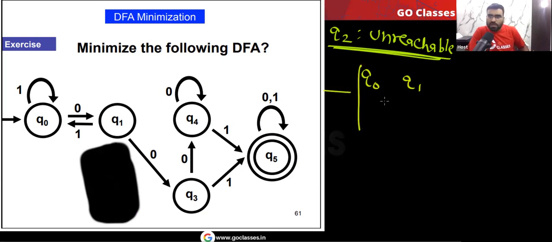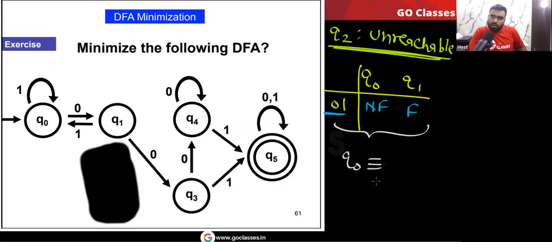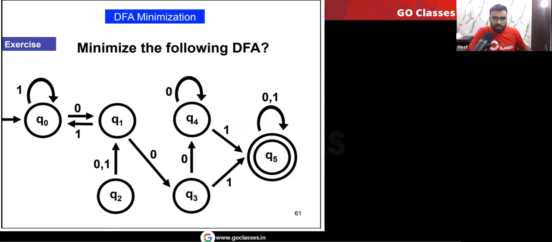What about these? Are they equivalent? Q0, Q1? Tell me. No, they are not equivalent. See, on string 0, 1, what will happen? On string 0, 1, Q0 is going to non-final and Q1 is going to final. So they are not equivalent. Agree? So you can easily say that Q0, Q1 are not equivalent. Very easy.